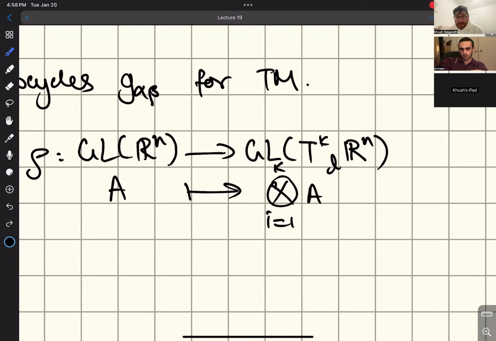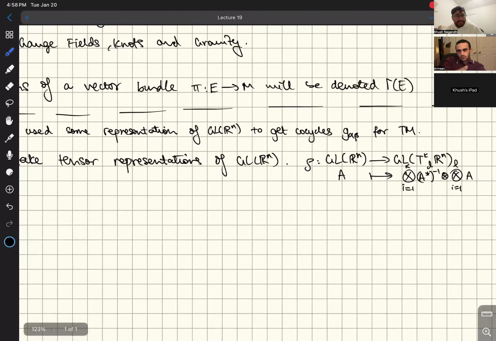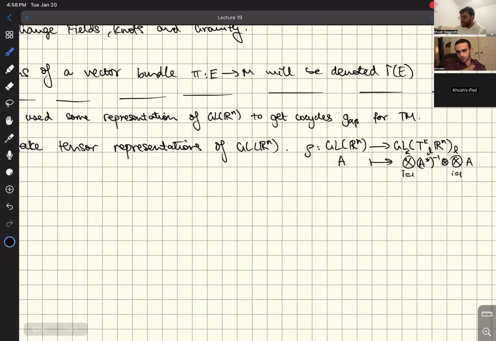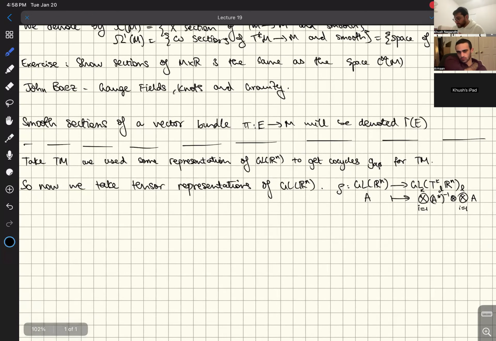So remember, you have to take the dual, and then you also have to invert it. If you forget to invert, this thing won't be a representation. And then you tensor it with l copies of just the vector itself. Now, this is an exercise for you: show that this is a smooth representation. The hard part is showing that it's a representation. Once you do that, it's smoothness. I'll let you think about why smoothness follows instantly.